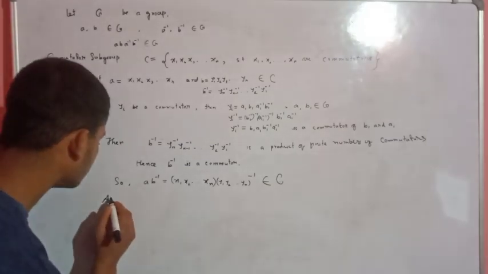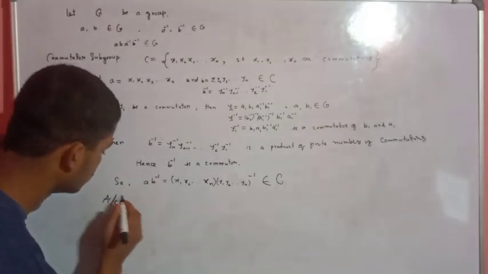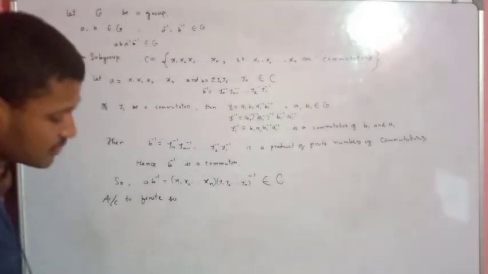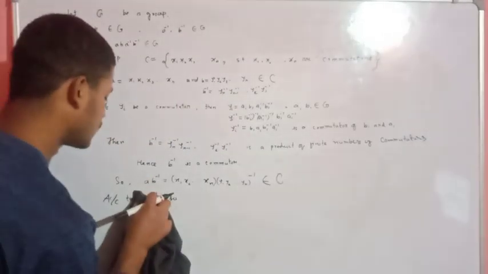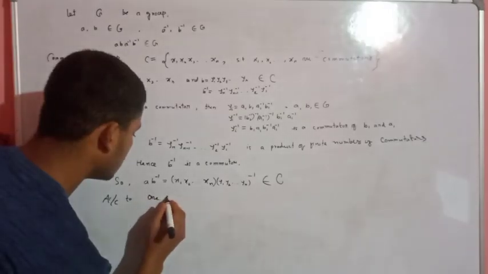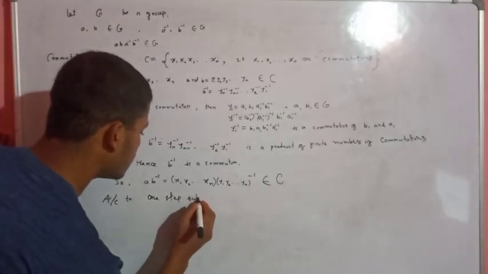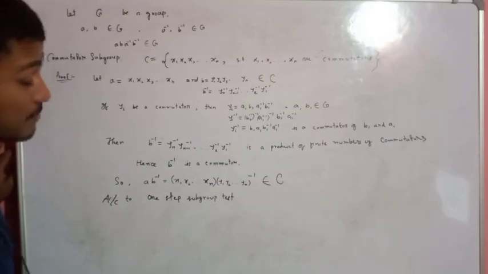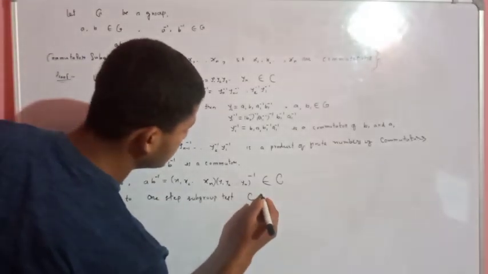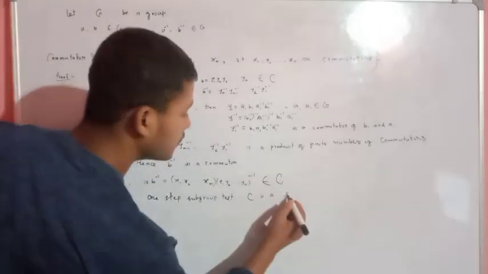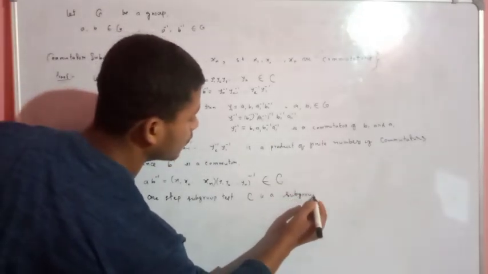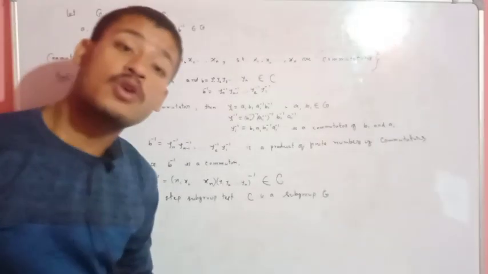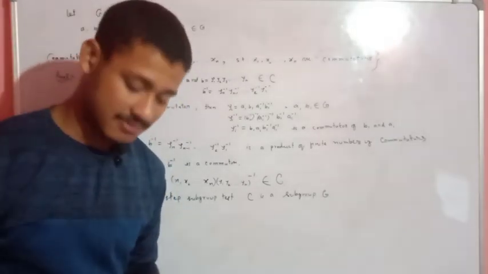So according to the one step subgroup test, C is a subgroup of G. And this set is called the commutator subgroup. So we are done. This is the proof.